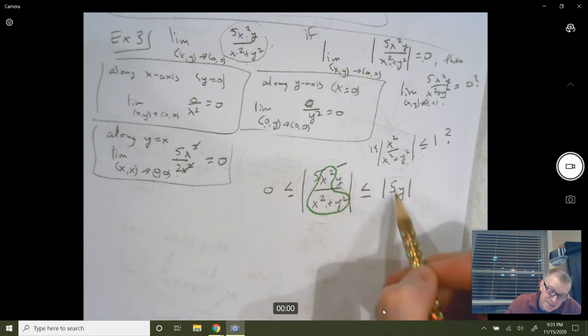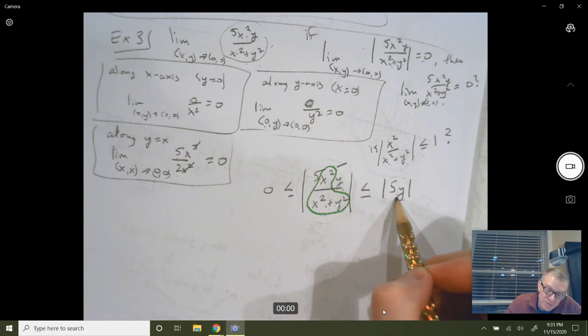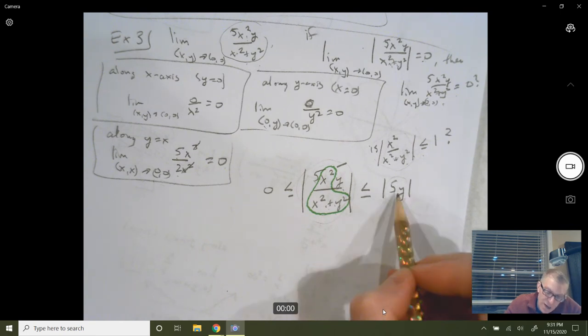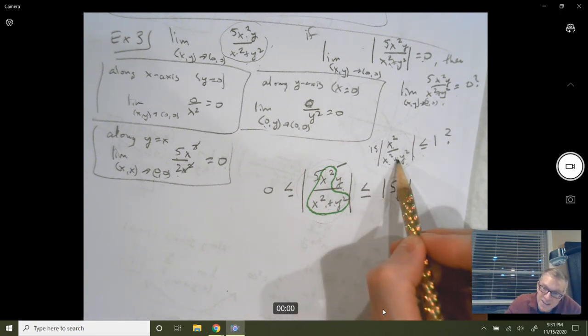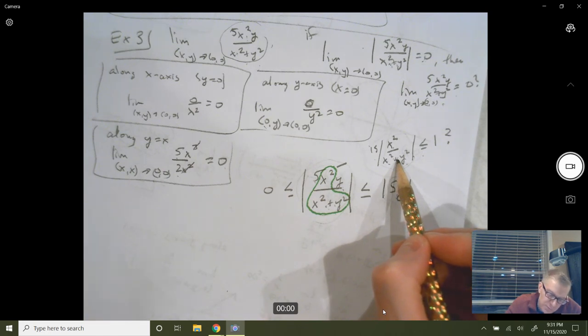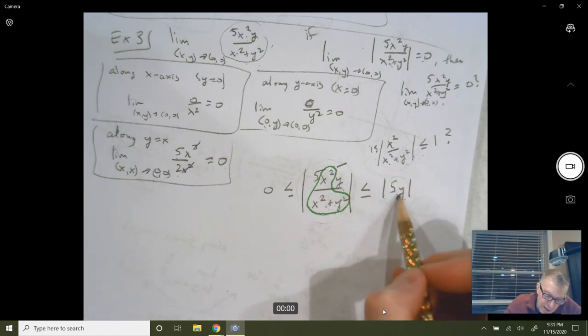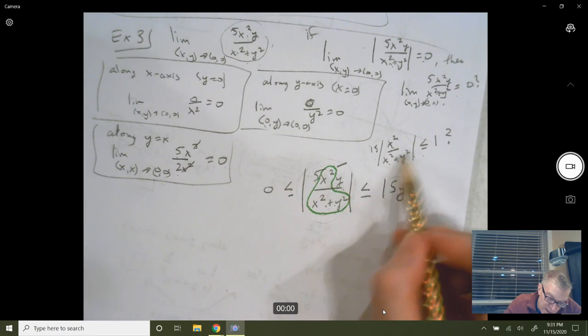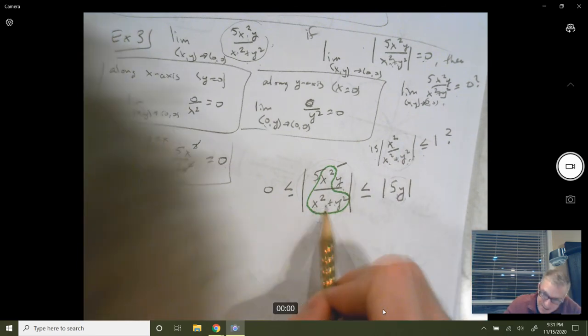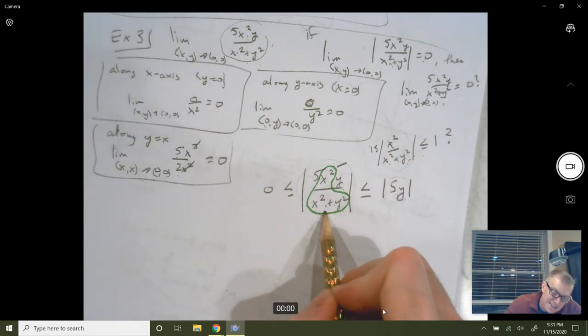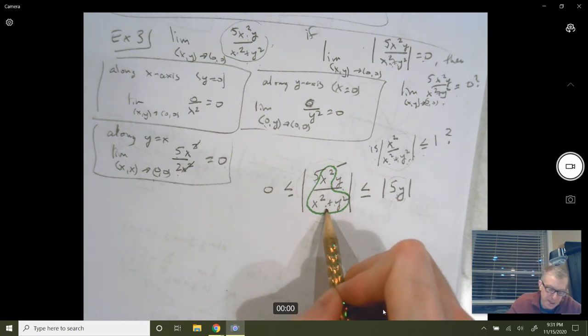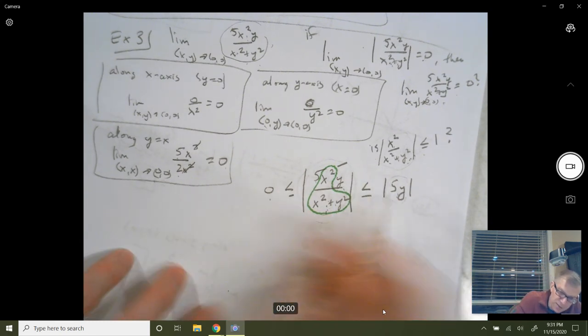This times this always has to be less than or equal to 5y, because multiplying 5y by something less than or equal to 1 is only going to make it smaller. So if we have a 5y, we multiply it by this, then we get this thing, which has to be less than this, because we're multiplying by something less than or equal to 1. Now let's put a limit in front of each of these.